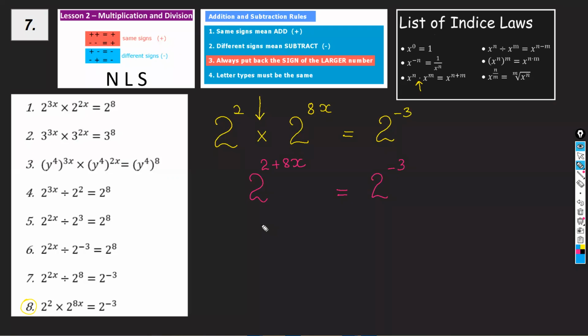So now I think it's okay to say 2 plus 8x is equal to minus 3. And I think a lot of people are getting the signs wrong here, right? When you throw across positive 2, you're getting what? Minus 2. So you're getting positive 8x and minus 3 minus 2. Remember, this is addition and subtraction. You're getting minus 5. Too many people put positive 5 here.